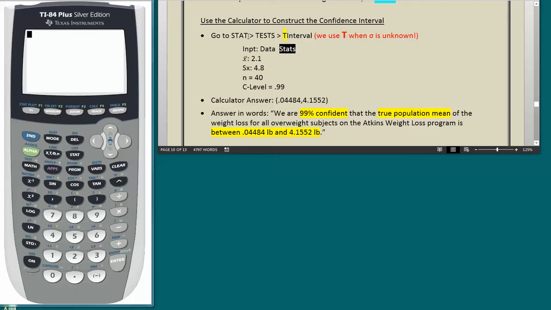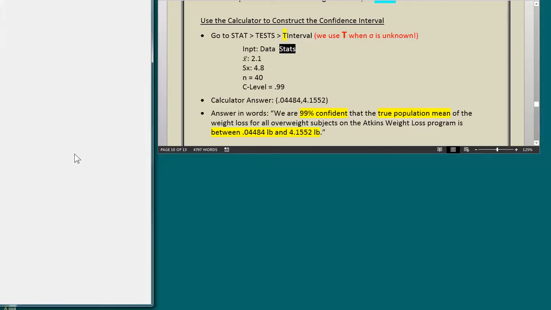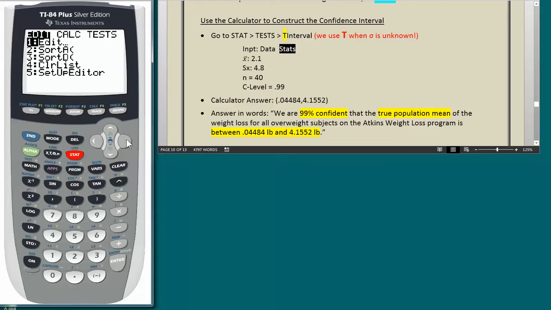So we're going to do just what it says here. We're going to go to Stat. We're going to scroll over to Tests. And then we're going to scroll down. So you see here number 7 says z-interval. That's what you would use if sigma was known. But we have to keep going. And there's t-interval. And that's what we're going to use now, because sigma is unknown. So I'm going to hit enter.